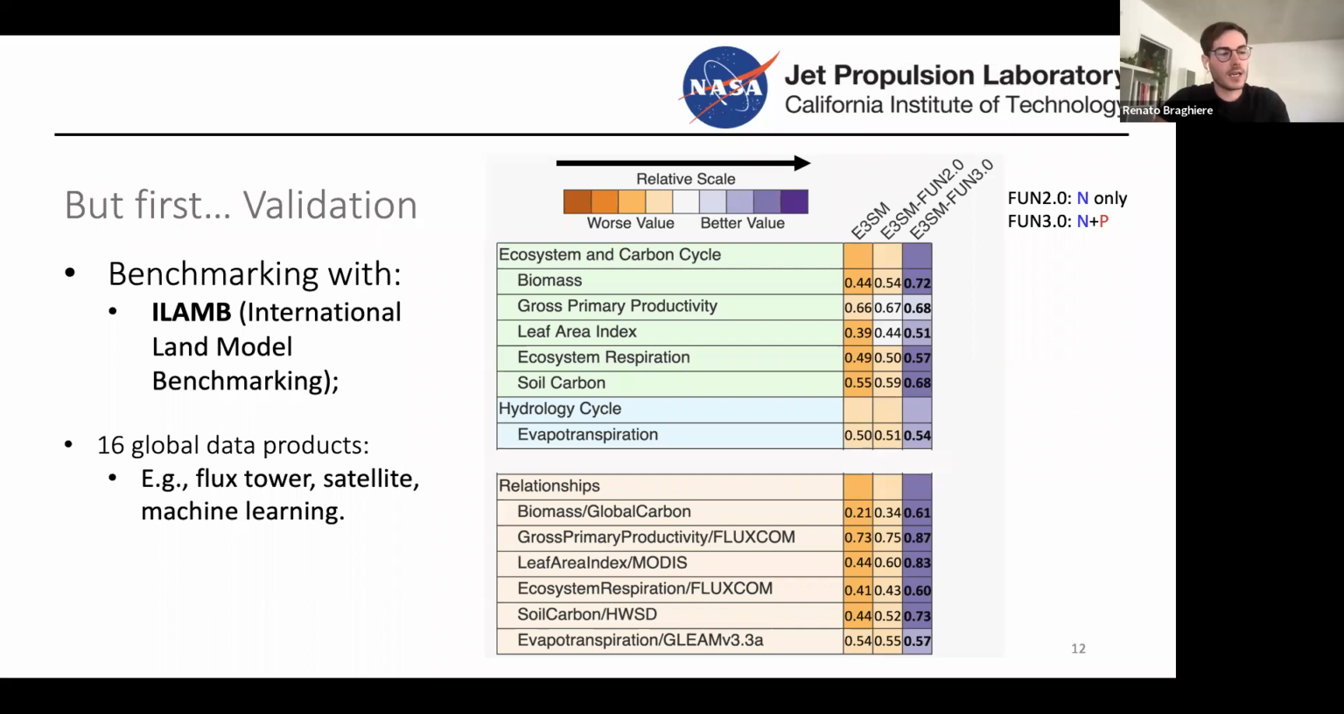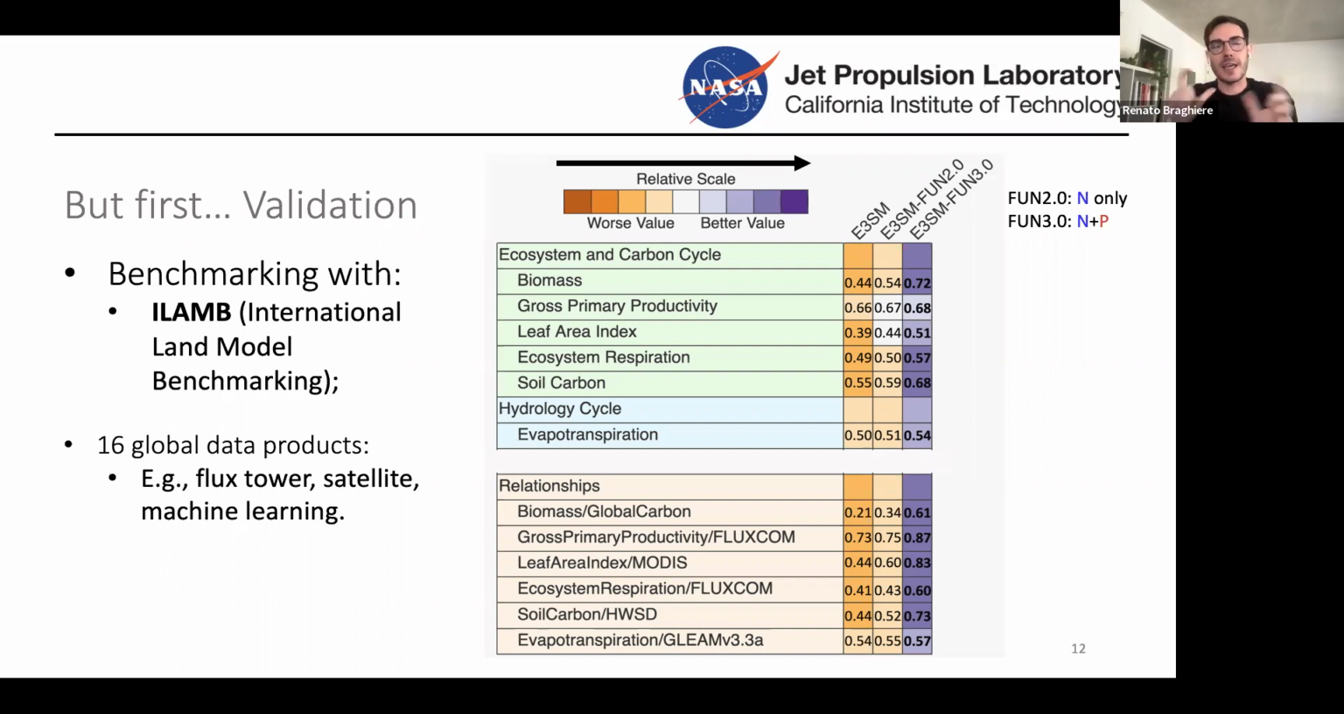Sure, I think I will touch on that in a minute. Okay, wonderful. Yeah, but you're right. We think that the model got better because we are representing more processes.